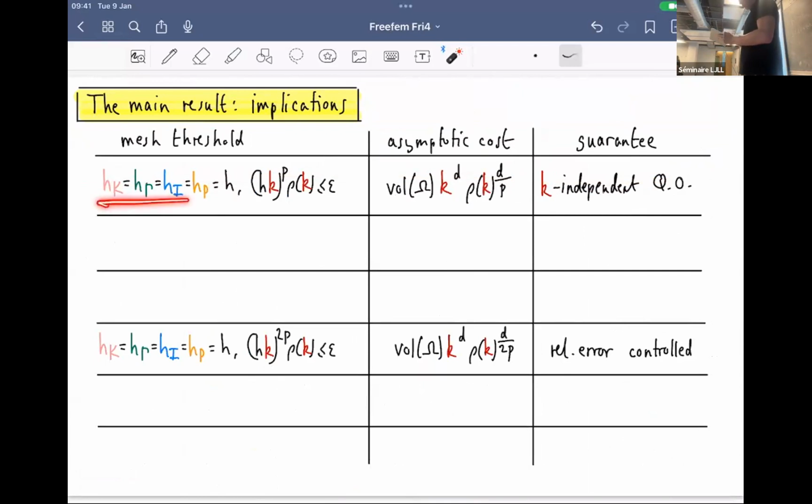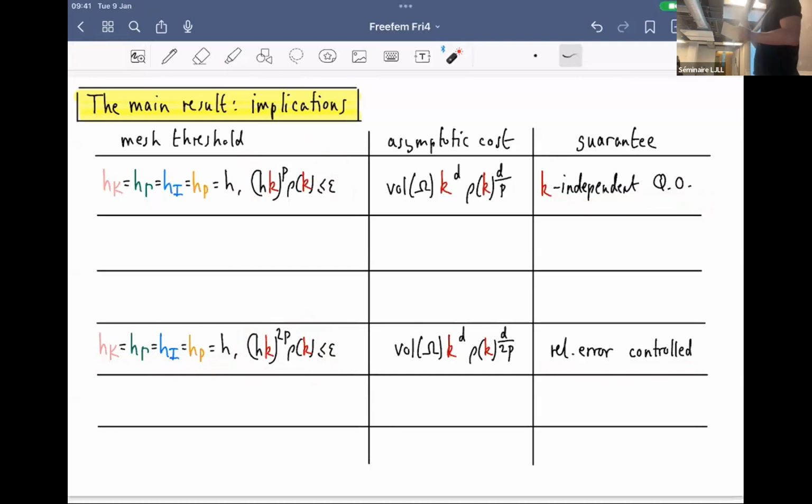So as we know, if we take all the mesh sizes to be this global H, and I want K independent causal optimality, then I need this condition here, HK to the P rho sufficiently small. And if I want the relative error to be controlled, with a uniform mesh, I have HK to the 2p times rho sufficiently small. Okay, so these are going to be special cases of our theorem.